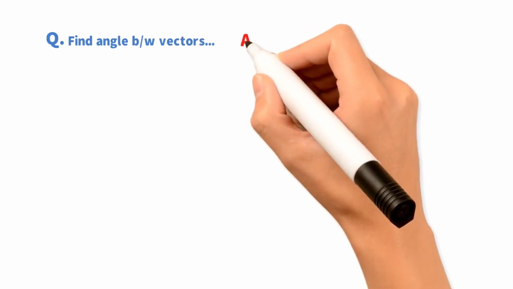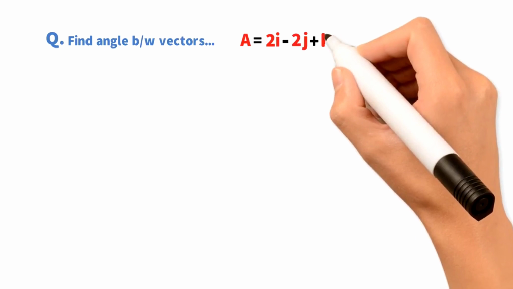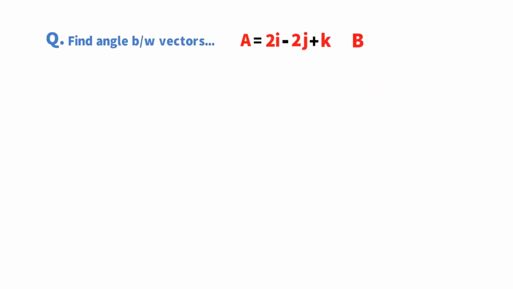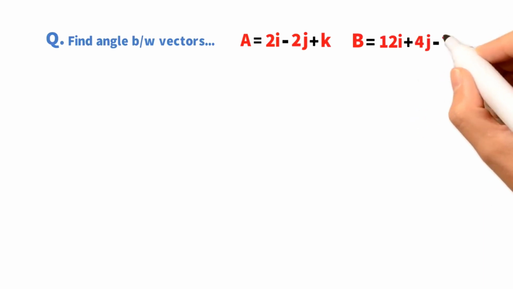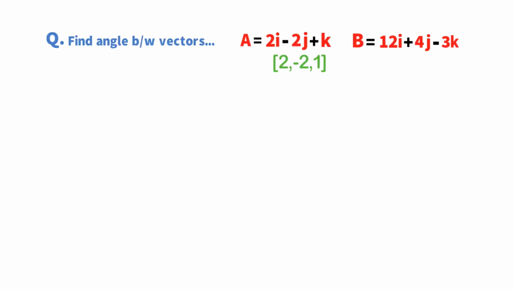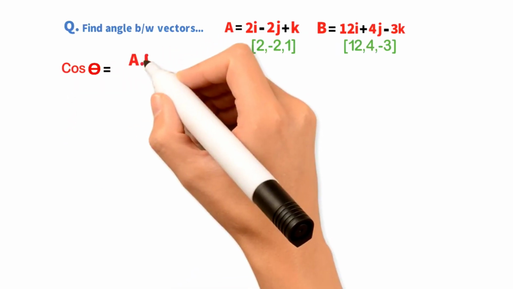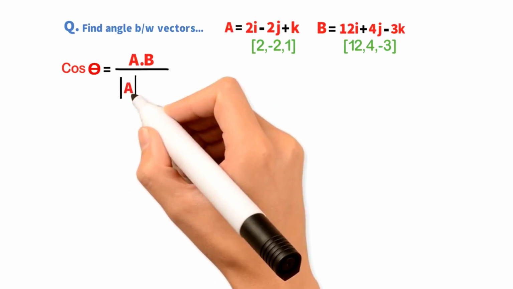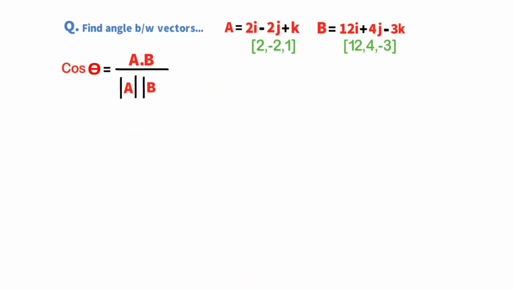Now if I have a question, find the angle between the vectors A equal to 2i minus 2j plus k, and B equal to 12i plus 4j minus 3k. Here I try to find the angle between vectors A and B. The components of vector A are 2, minus 2, 1, and the components of vector B are 12, 4 and minus 3. Now I will use the theorem cos theta is equal to the dot product of A and B divided by the product of the magnitudes of vectors A and B.